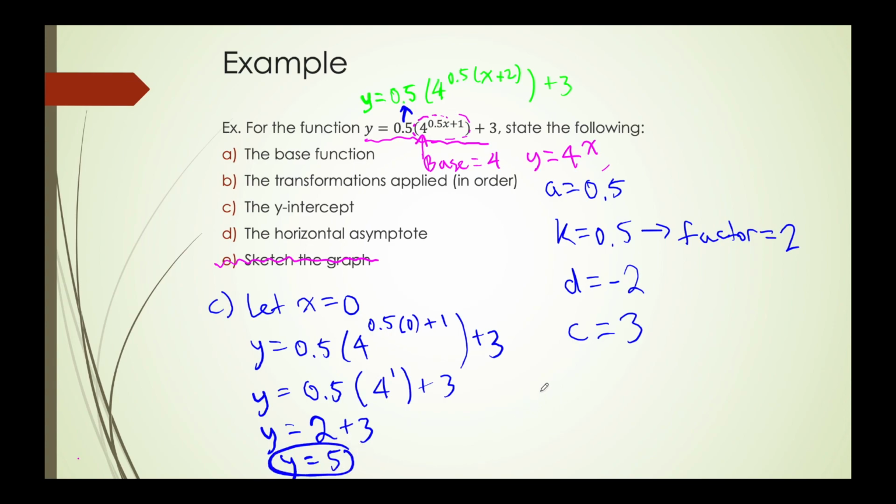And finally, let's look at D to find the horizontal asymptote. So we notice that in this equation, the c value is equal to 3. So that means that our horizontal asymptote will simply be y is equal to 3.